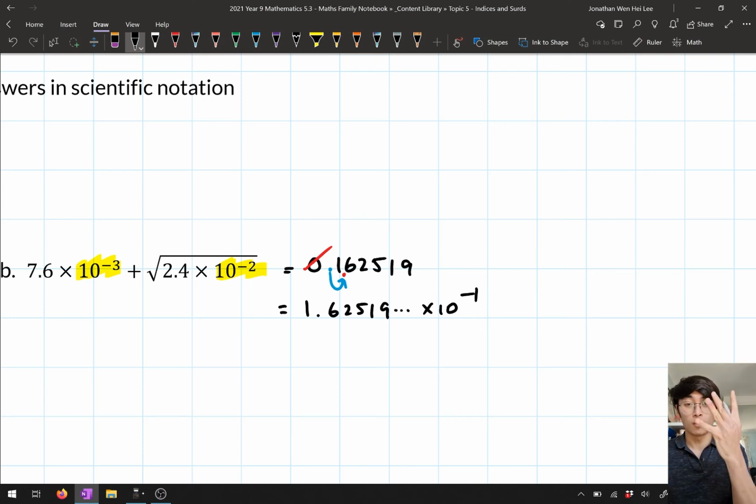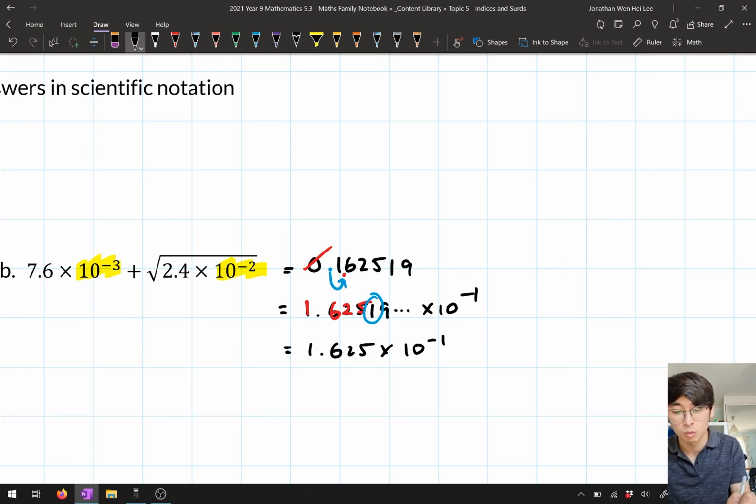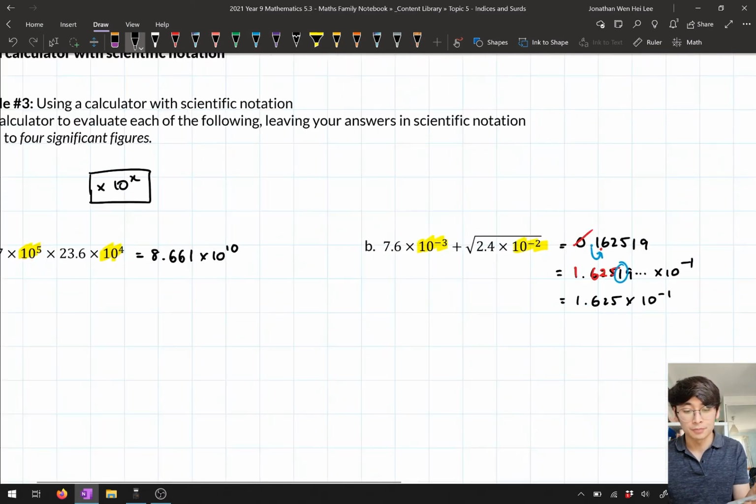Okay, we want this correct to 4 significant figures. So I'm going to count from my left to right. So 1, 2, 3, 4. I look at the next number, 1. I round that down. And so here, this becomes 1.625 times 10 to the power minus 1. And so there we go.